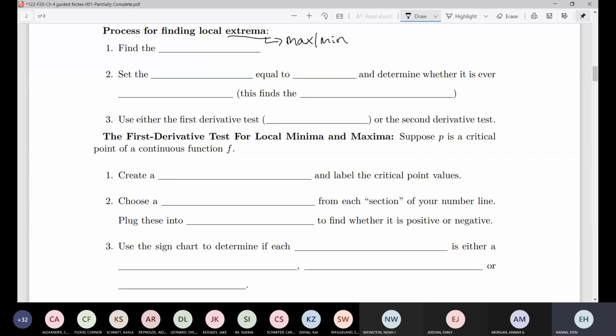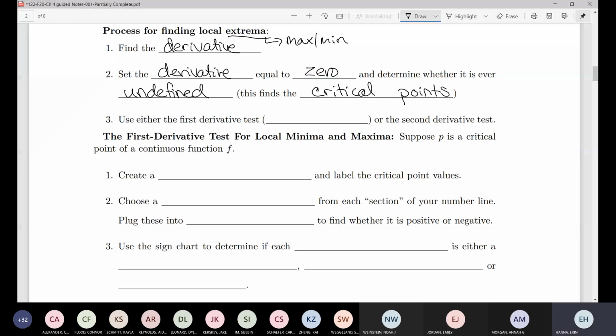So the process we're going to follow is the following. We're going to find the derivative. We're going to set that derivative equal to zero and determine if it's ever undefined. So if it has a denominator, we're going to set it equal to 0. If it doesn't have a denominator, we're going to forget about it. This is what finds us our critical points. The reason we do that is because we know that if we have a max or a min, it must have been a critical point. So let's find all our critical points and then figure out which one of them actually are maxes and mins.